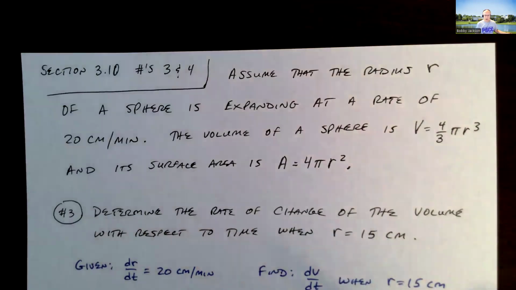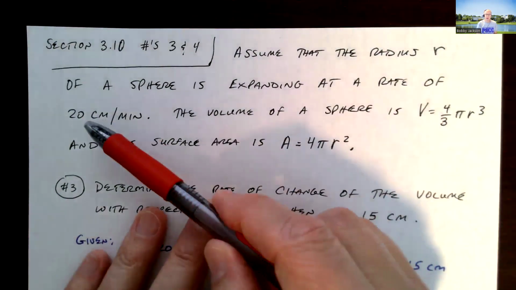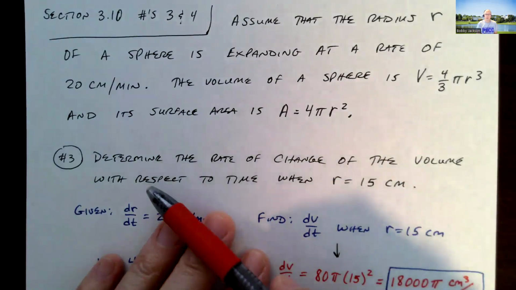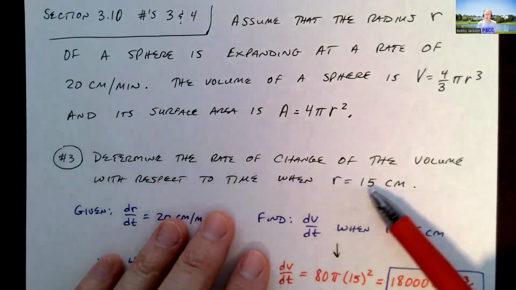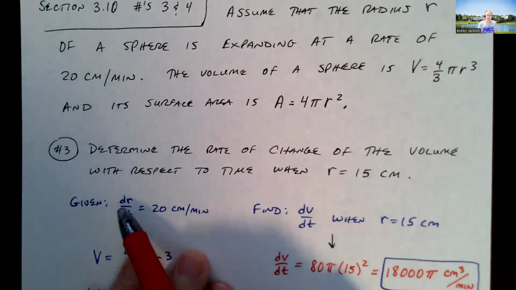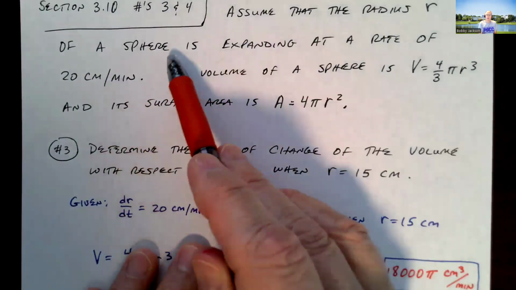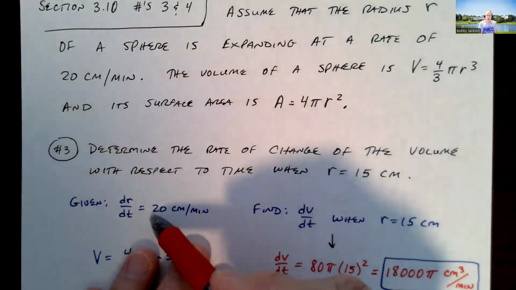Okay. So going back to the problem, for number 3, and again, your expanding rate here could be slightly different. For number 3, we're to determine the rate of change of the volume, or the rate that the volume is changing with respect to time, when r is 15 centimeters. And again, your r could be slightly different, but the problem is basically the same. We're given dr dt, which is the rate of change of the radius with respect to time. In my example, it's 20 centimeters per minute, right? The radius of the sphere is expanding at a rate of 20 centimeters per minute. And expanding, so positive, right? Positive is the dr dt.